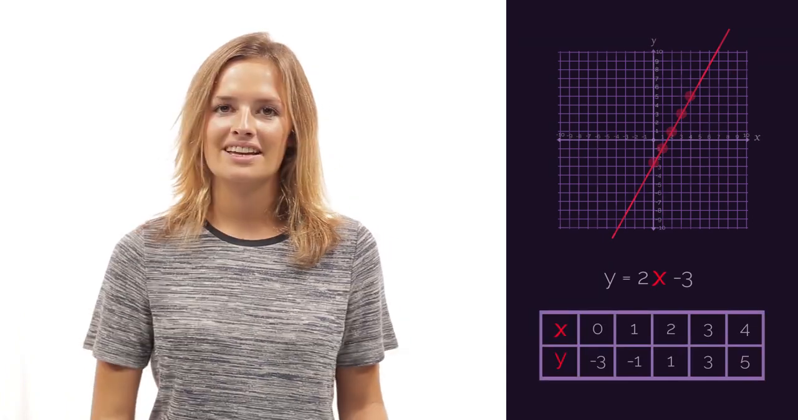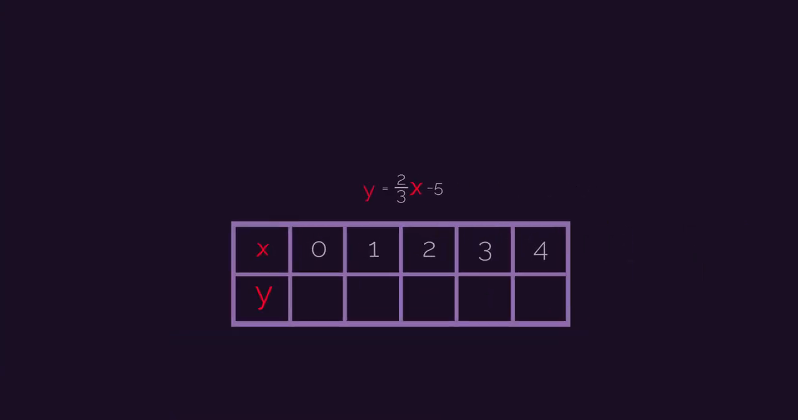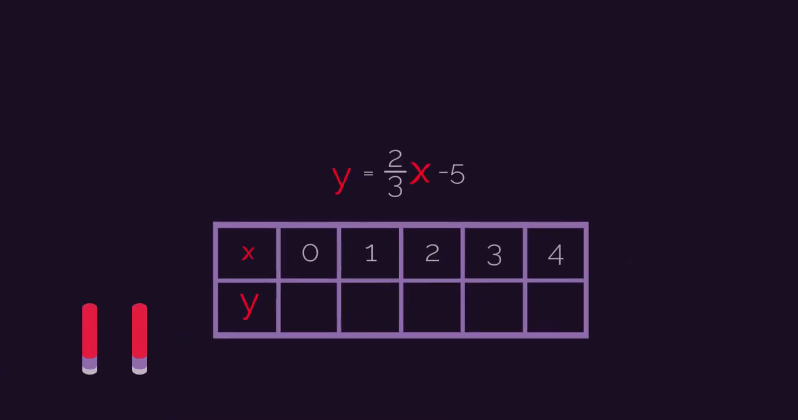So from part one, you should already know how to plot straight lines onto a graph using a table of values. So let's get stuck in with plotting this straight line. Can you complete the table of values? Pause the video, work out the answer, and click play when you're ready to check.